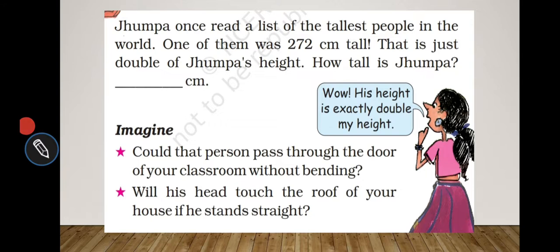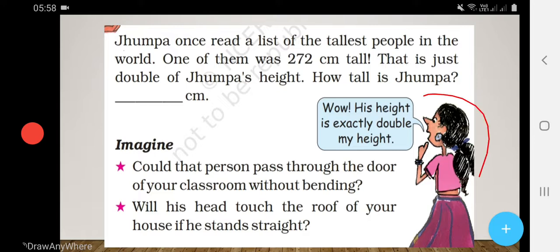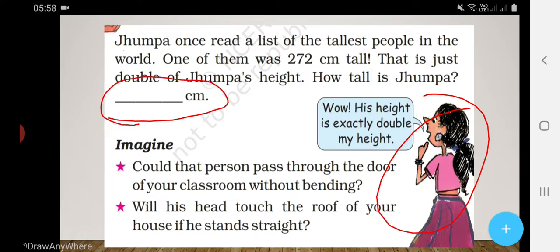Now, this is a story of Jhumpa's reading. This is the picture of Jhumpa. This story tells that Jhumpa once read a list of the tallest people in the world. One of them was 272 centimeter tall. That is just double of Jhumpa's height. How tall is Jhumpa? Find this in centimeter because the height is given in centimeter. Jhumpa says, wow, his height is exactly double my height.